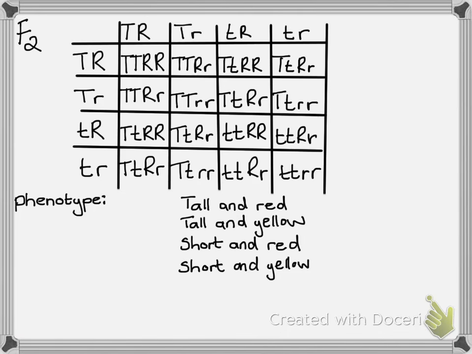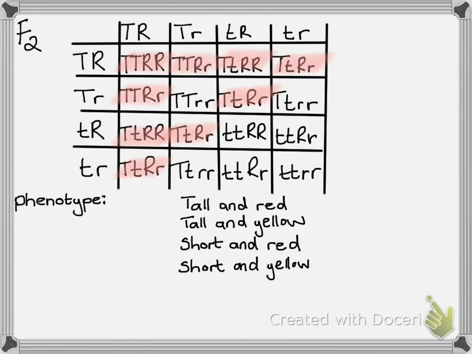And so what I like to do is pick a color, and I'm just going to highlight all of the tall and red individuals. So they need to have at least one capital R and one capital T. So this individual here, this is a capital T and a capital R, capital T, capital R, capital T, R. There's another one, and there's one. Okay, I think that is all of them.